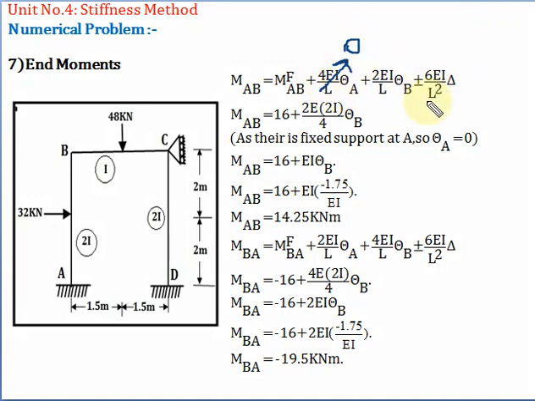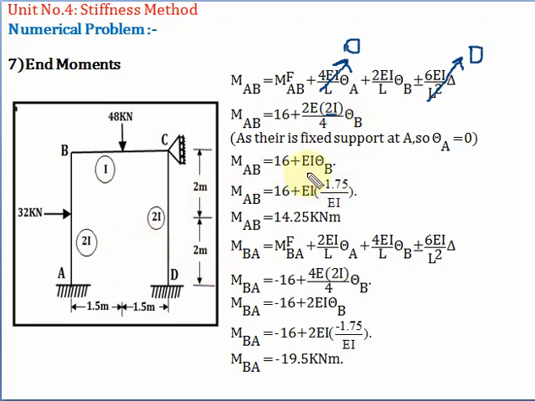And also this frame is a non-sway frame, so here the value of delta is 0. The fixed end moment in member AB is 16. Here the value of I for member AB is 2I, so put the value here as 2I. So 2E into 2I upon length, that is 4, into theta B.